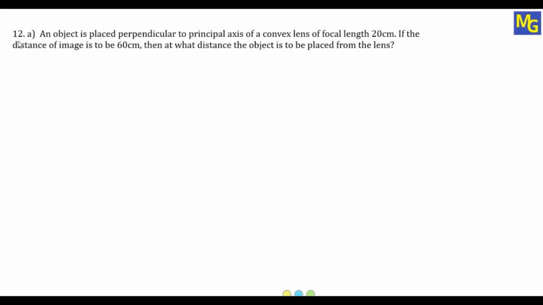Now we will see the last question of part A physics, that is question number 12, which is a numerical part. So it is again divided into A and B. On this page we will start with A. An object is placed perpendicular to the principal axis of a convex lens of focal length 20 centimeter. If the distance of the image is to be 60 centimeter, then at what distance is the object to be placed from the lens?